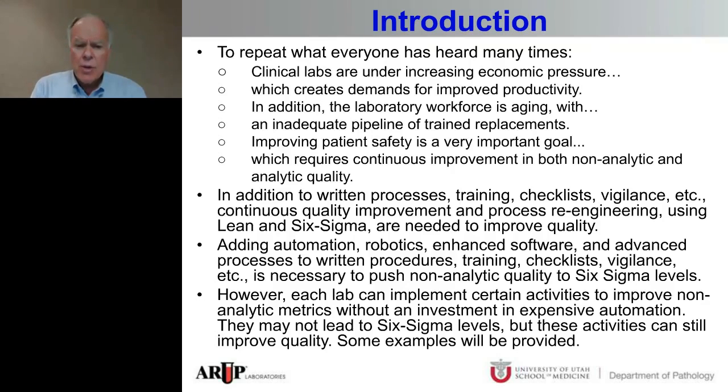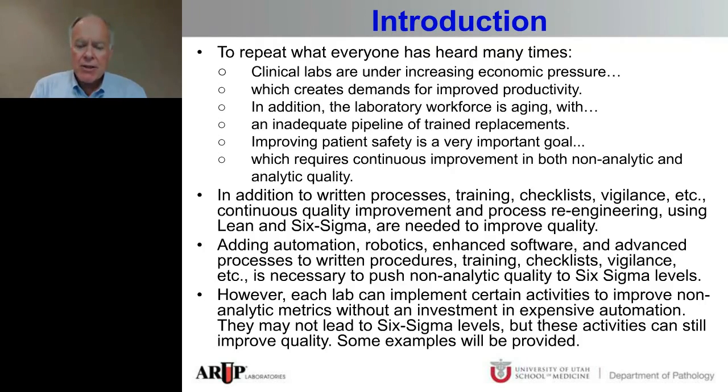In addition to written processes, training, checklists, vigilance, and a list of other things that can be undertaken, continuous quality improvement and process re-engineering using Lean and Six Sigma techniques are really needed to improve quality on an overall basis. And then adding automation, robotics, enhanced software, and advanced processes to these written procedures, training, checklists, vigilance, etc., is what's required to push the non-analytic quality to Six Sigma levels.